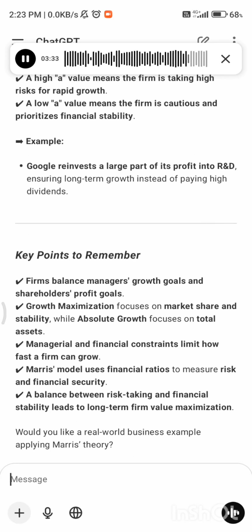Key points to remember: firms balance managers' growth goals and shareholders' profit goals. Growth maximization focuses on market share and stability, while absolute growth focuses on total assets. Managerial and financial constraints limit how fast a firm can grow. The Marris model uses financial ratios to measure risk and financial security. A balance between risk-taking and financial stability leads to long-term firm value maximization. Would you like a real-world business example applying Marris's theory?